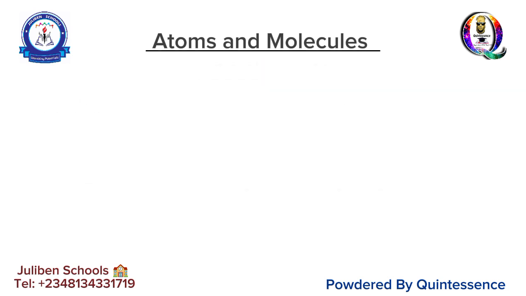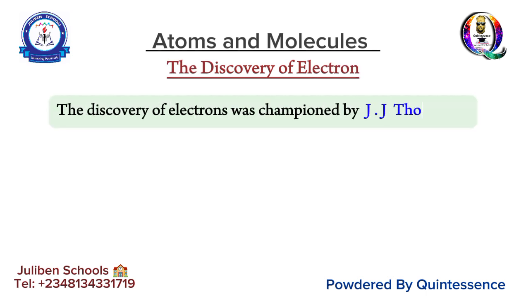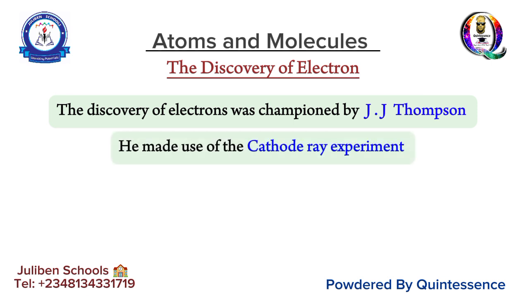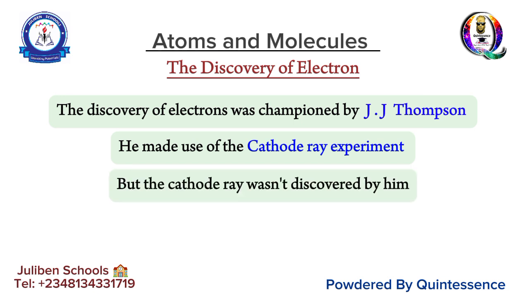So we kick off with the very first part, which is the discovery of the electron. Now, the discovery of the electron was championed by J.J. Thomson. He made use of a cathode ray experiment. The cathode ray experiment wasn't discovered by him. It was discovered by William Crookes.